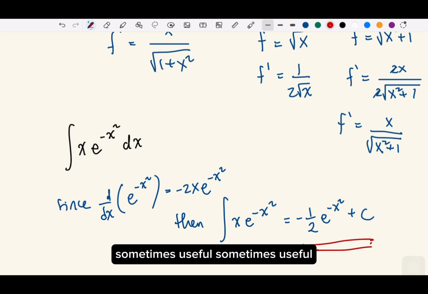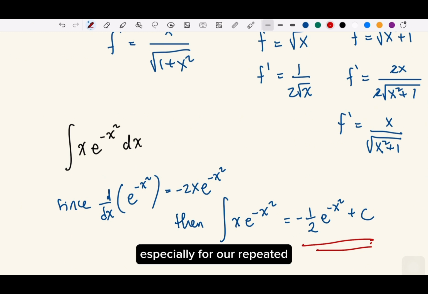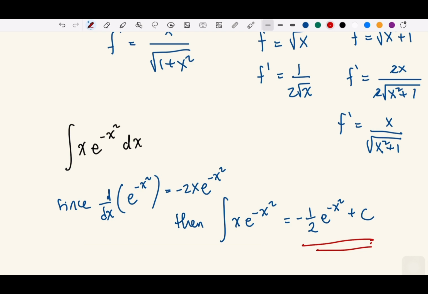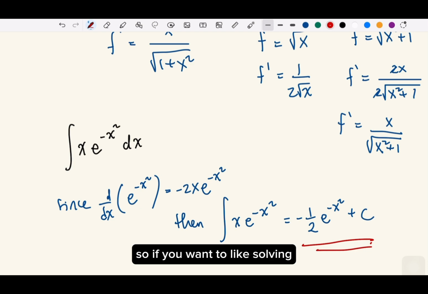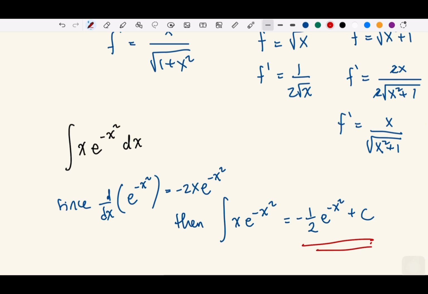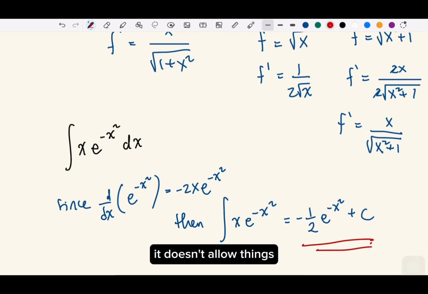Sometimes it's useful, especially for a repeated function that can be derived and always brings that part along. It's quite useful. So if you want to solve my exam questions with this method, it's okay. I'm allowing that because I think maybe some professors don't allow that.